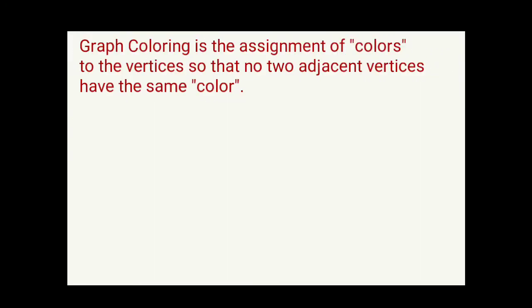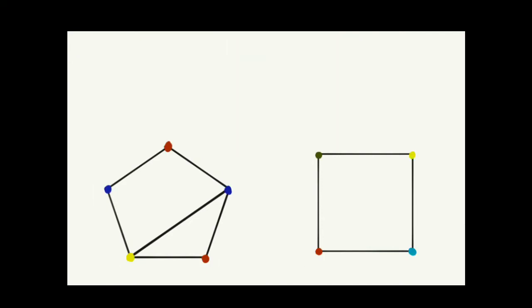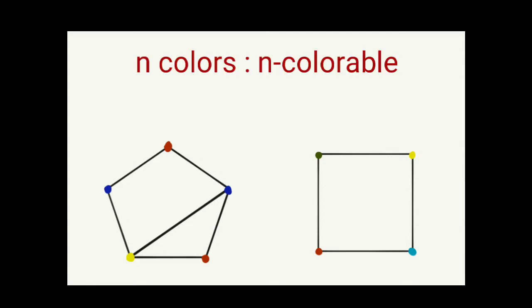Graph coloring is the assignment of colors to the vertices so that no two adjacent vertices have the same color. Here are some examples. The color referred to here may be actual colors as shown, but they can be any distinguishable marker, like letters or numbers. If the graph can be properly colored by n number of colors, then the graph is said to be n-colorable.